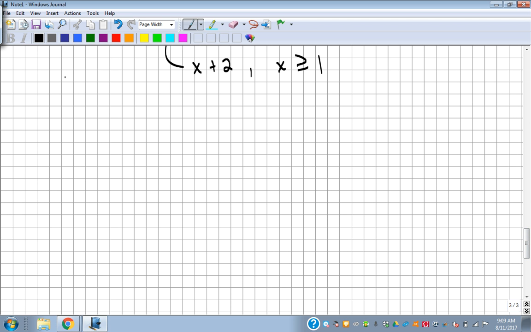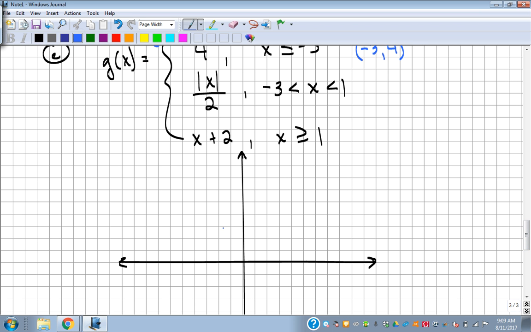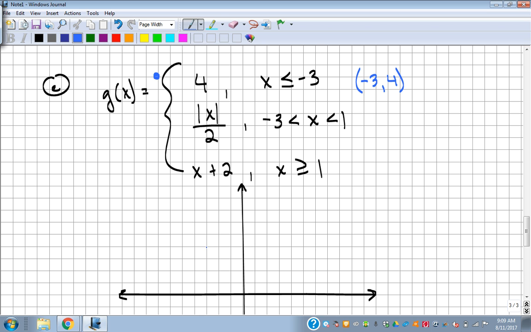I can go draw. We'll kind of scroll back and forth here. So -3, +4. Open or filled in? Filled in. What's the graph look like, and what direction does it go? Horizontal to the left, right? Because it's less than.